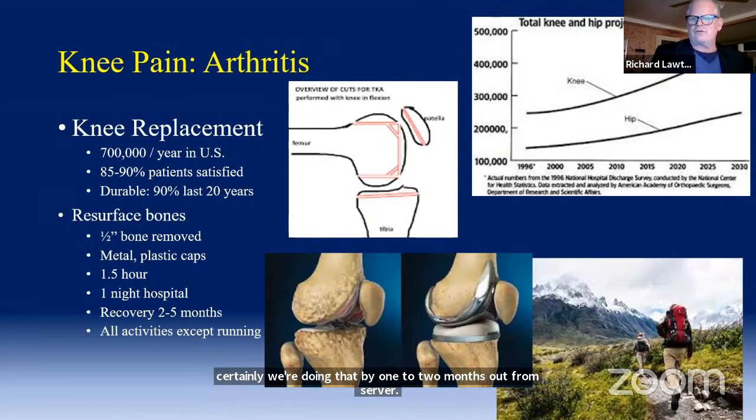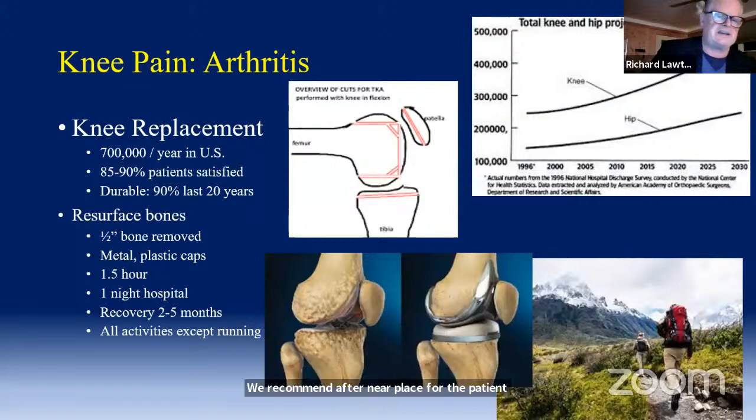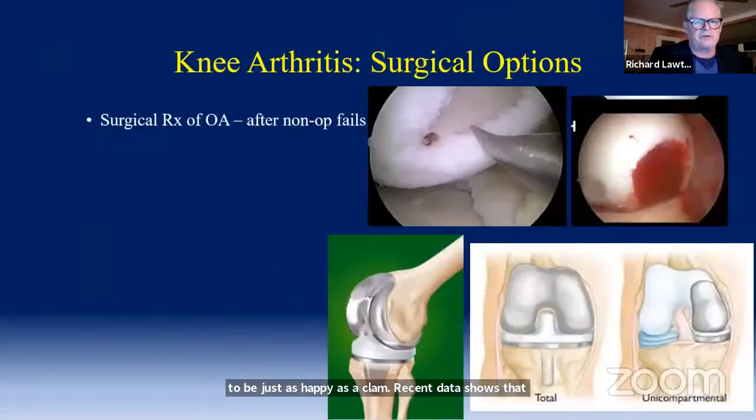We recommend after knee replacement, the patients can participate in any activities in which they have interest. That would include skiing, hockey, golf, tennis, walking on the beach. We're not really interested in our patients doing distance running, although I've had a couple of patients who've gotten back to distance running against our recommendations. They seem to be just happy as a clam. Recent data shows that you don't wear their knees out any faster than anybody else.